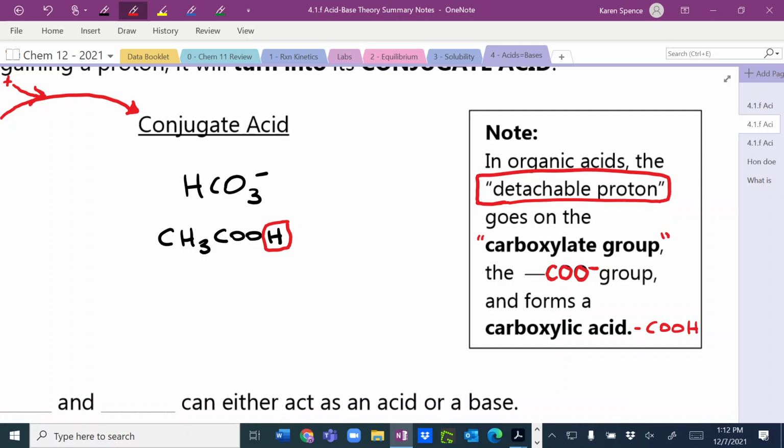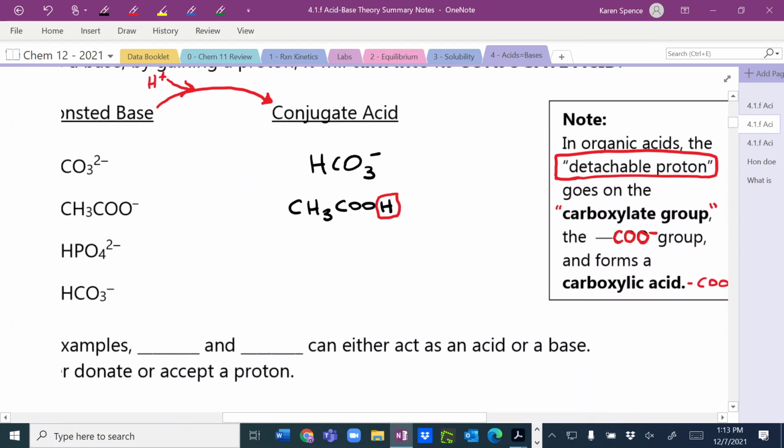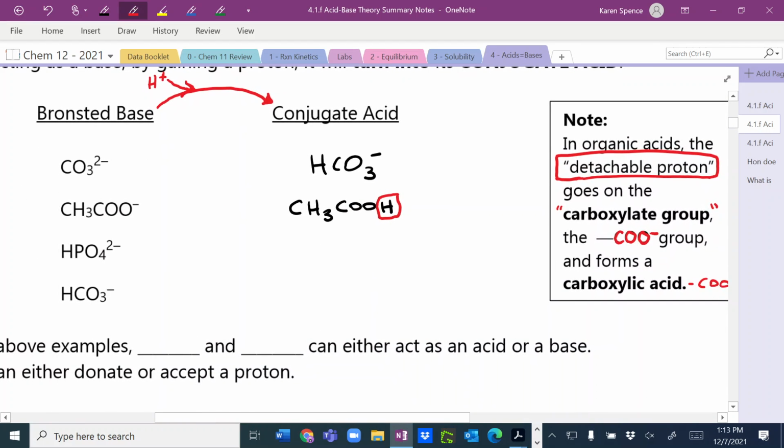Like I said, if you're taking biology, that might be important to you. For chemistry 12, it's not particularly important. It might also be important, though, if you carry on to university chemistry. So, given the choice, if you have a COO minus, put the H on the end.